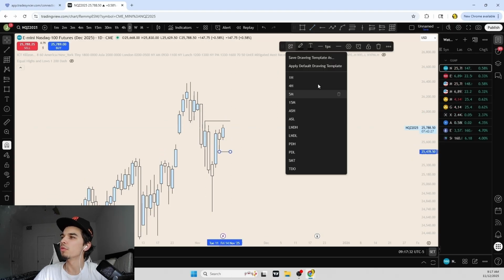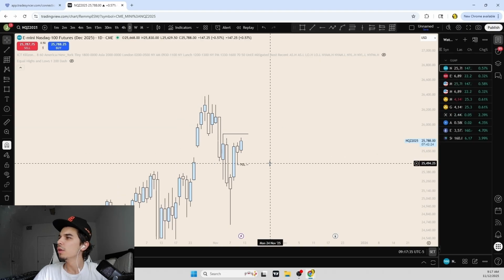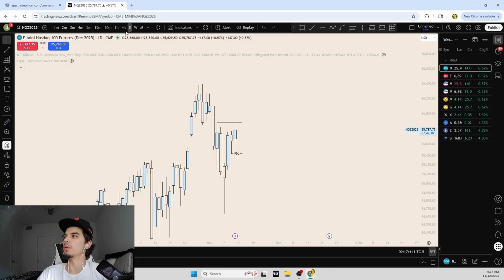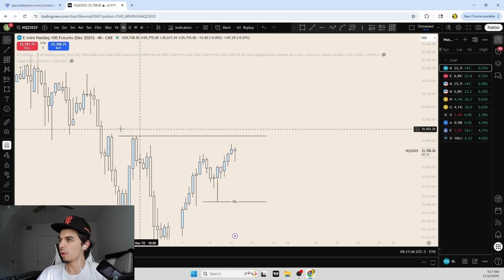Also, the entry point to this bullish one is going to be a previous day low. So that is a good POI, or if we want to manipulate higher at market open, we can potentially look for a reversal from right here. Dropping down to the 4-hour.